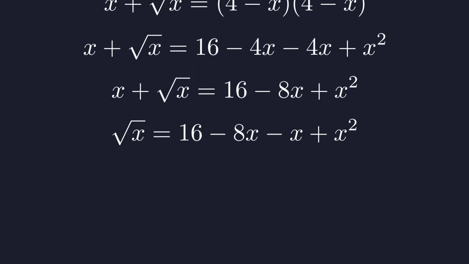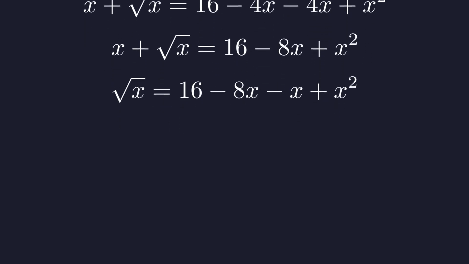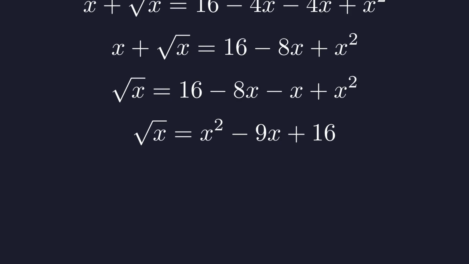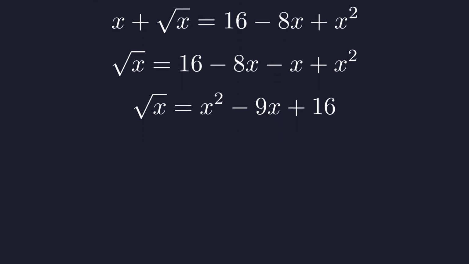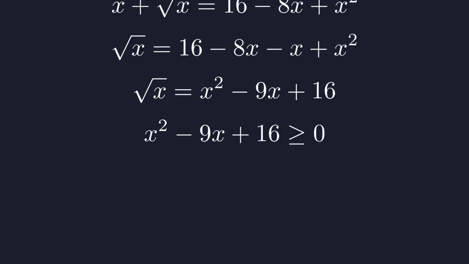We subtract x from both sides and combine the terms to get this elegant quadratic on the right. This quadratic expression x squared minus 9x plus 16 must be greater than or equal to 0. Let's call this constraint 2. Now, let's combine all the information we have gathered before moving on.